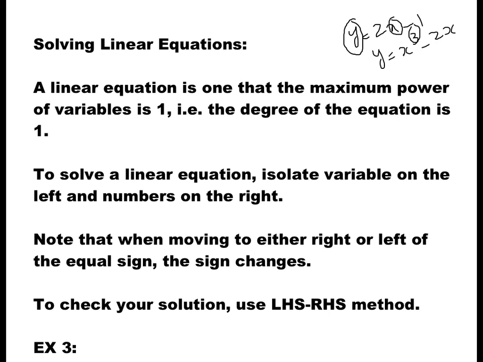Now, the opposite operation was to isolate the variable, let's say x, on one side of the equal sign, either left or right, and then all the numbers on the other side. The only thing that you have to consider when solving a linear equation is that whenever you move an item to the other side of the equal sign, you have to change its sign.